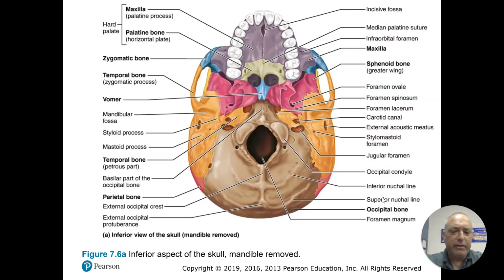Okay, inferior view with the mandible removed. We can start with the vomer in the middle with the hard palate, the palatine bone, and the maxilla bones fused. This makes up the hard palate. The sphenoid with this greater wing.